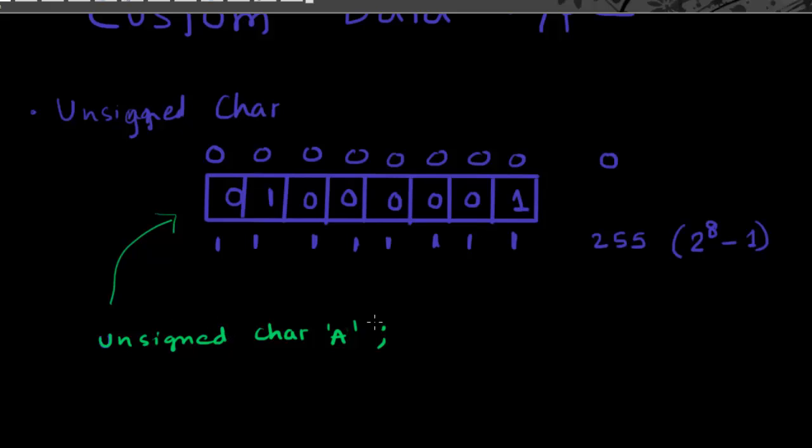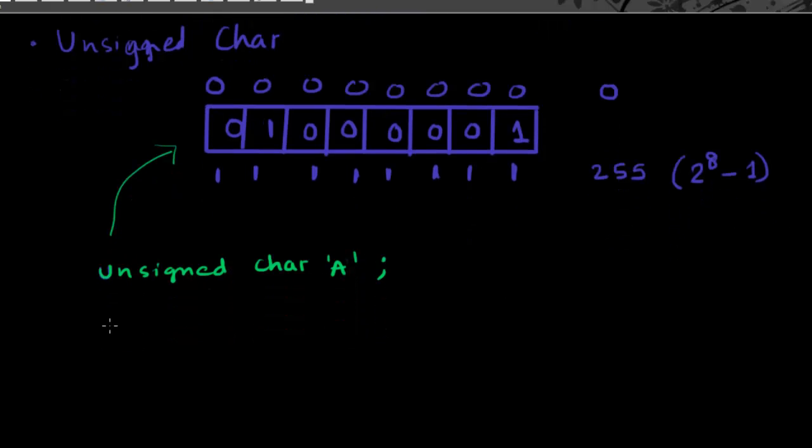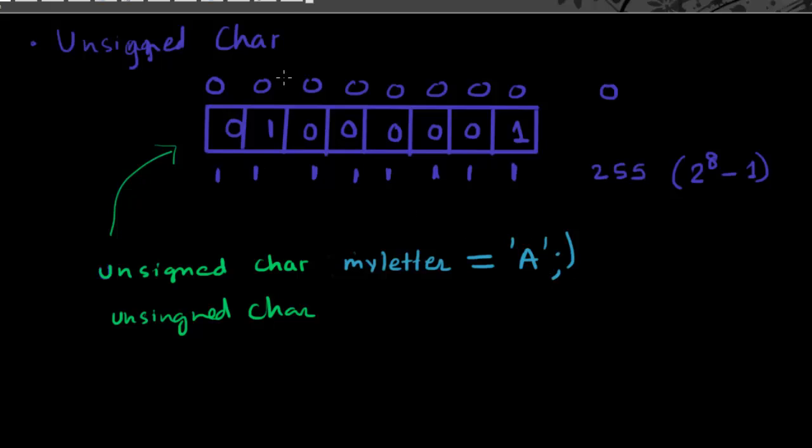Now you could also use this data type to store a number, like say unsigned char. The definition here, let me just correct that. So this is the name of the data type. It should be followed by the name of the variable. So say my letter equals the ASCII value of A. And similarly, I could also go ahead and store a number. This number can be anywhere between 0 to 255.